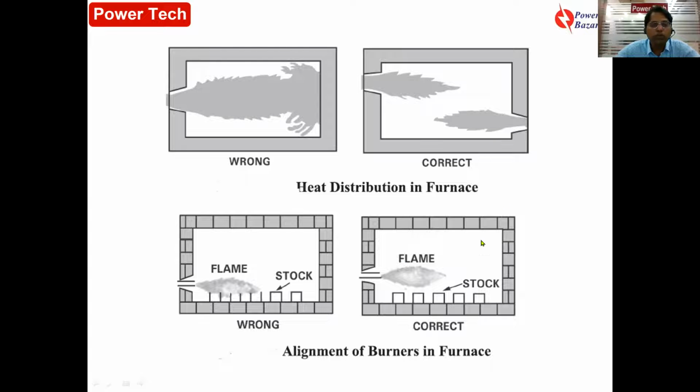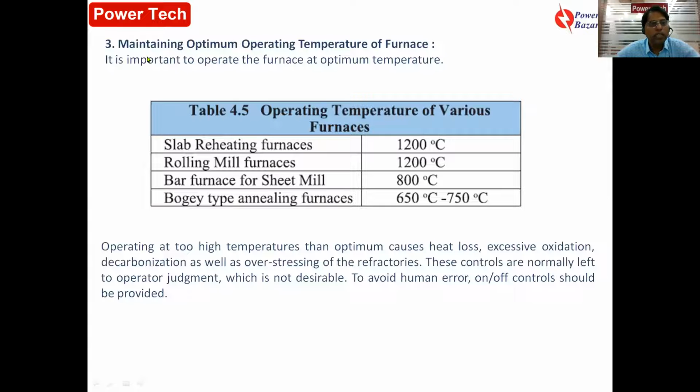So this example shows how heat distribution plays an important role as far as furnace efficiency is concerned. Then come to the third one, that is maintaining optimum operating temperature of the furnace. Now we have to see that the furnace is operated at an optimum temperature. Normally, a slab reheating furnace operates at 1200 degrees Celsius, a rolling mill furnace operates at 1200 degrees Celsius, a bar furnace for steel sheet mill 800 degrees Celsius, and a bogie type annealing furnace, the temperature range is 650 degrees Celsius to 750 degrees Celsius.